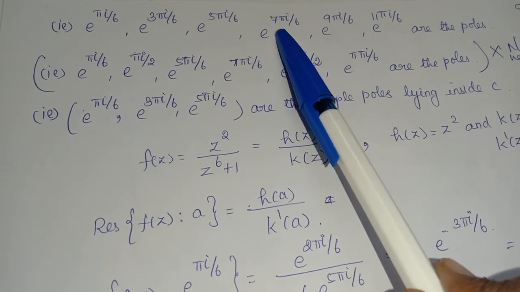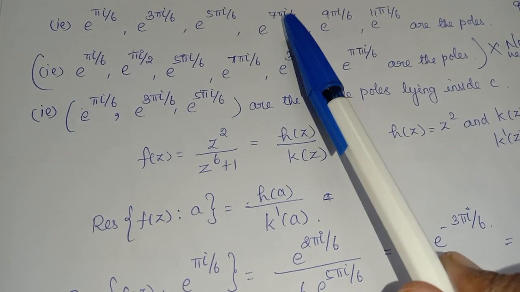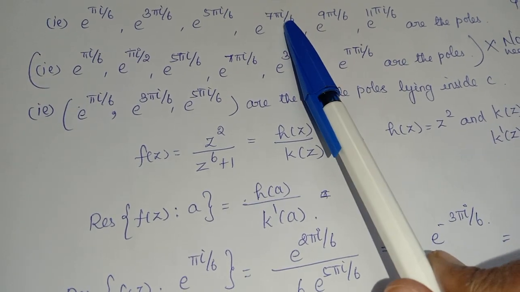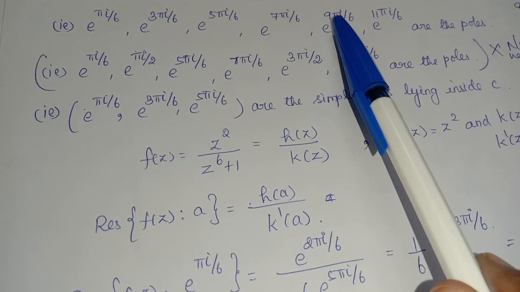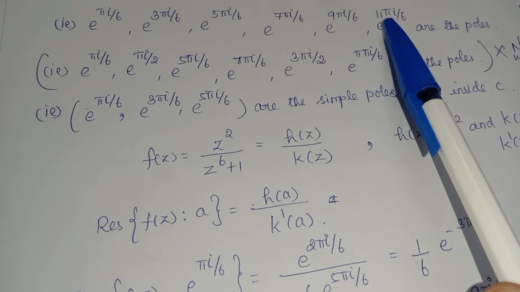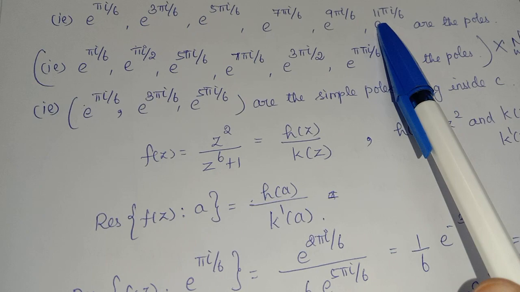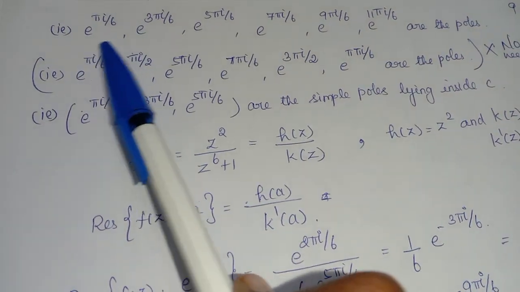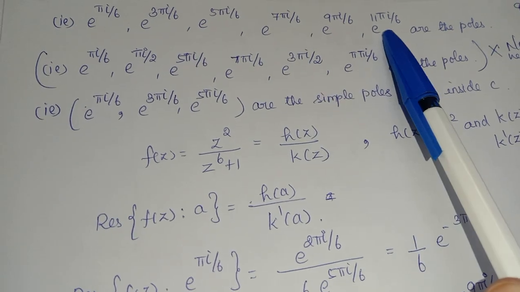Next one is 7 pi by 6. 7 into 30 is 210. 210 will lie in the third quadrant. Third quadrant means lower half plane. So outside. Next one is 9 into 30 is 270, which is also not in the upper half plane. And 11 pi by 6, 11 into 30 is 330, fourth quadrant. So only the first 3 roots are lying inside C. The other 3 are lying outside C.